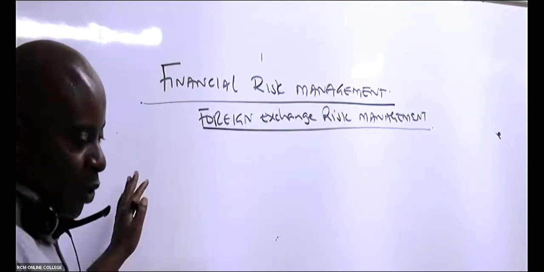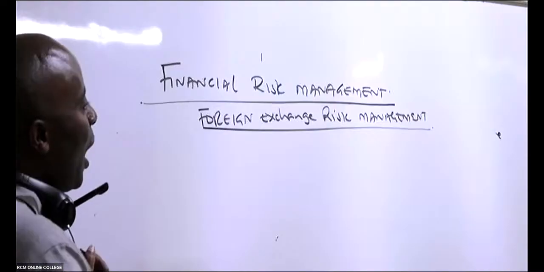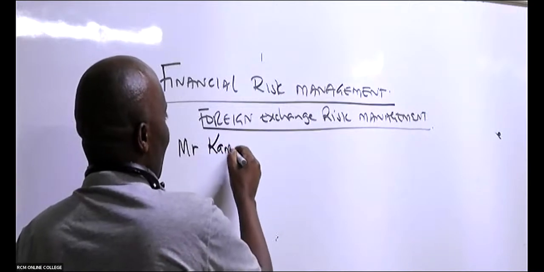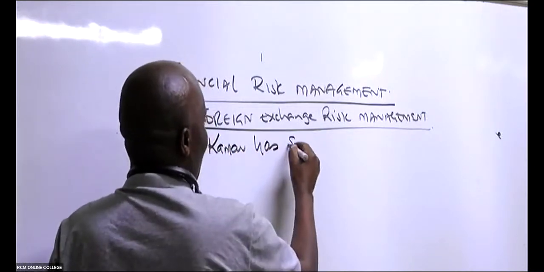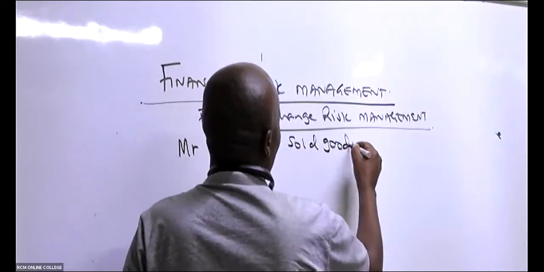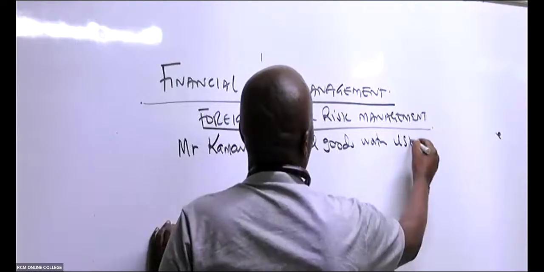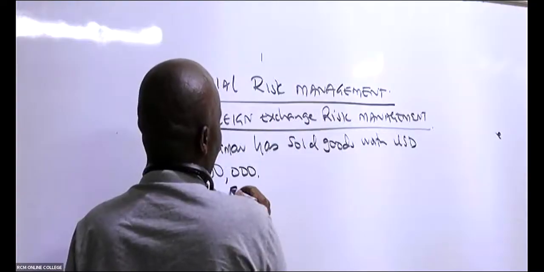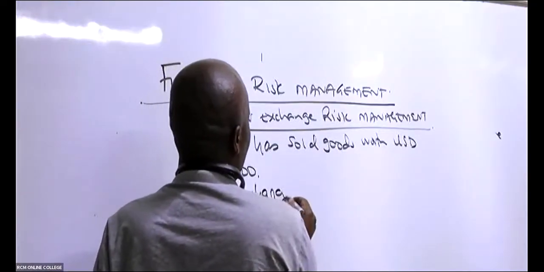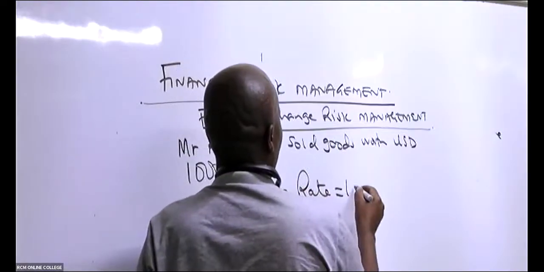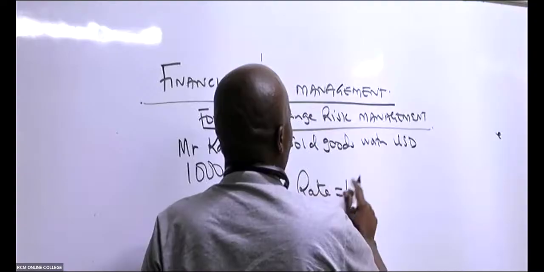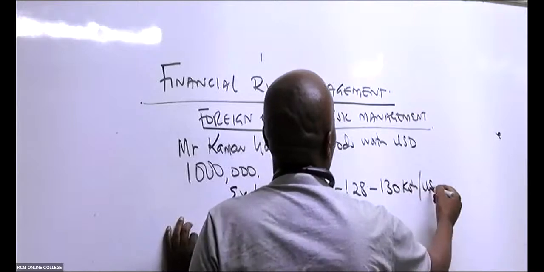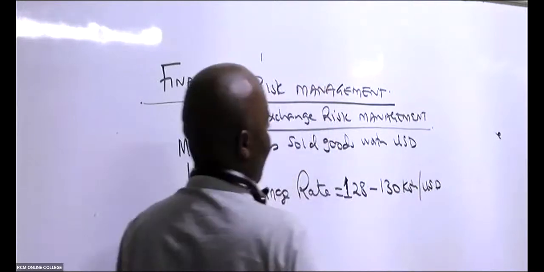So ladies and gentlemen, I would want us to start right away, first of all, by reminding students how this works. Assuming we have in this case here, Mr. Kamau. Mr. Kamau has sold goods, as an example, worth US dollars 1 million. Exchange rate is given as 128 to 130 Kenya shillings per US dollar, like that.